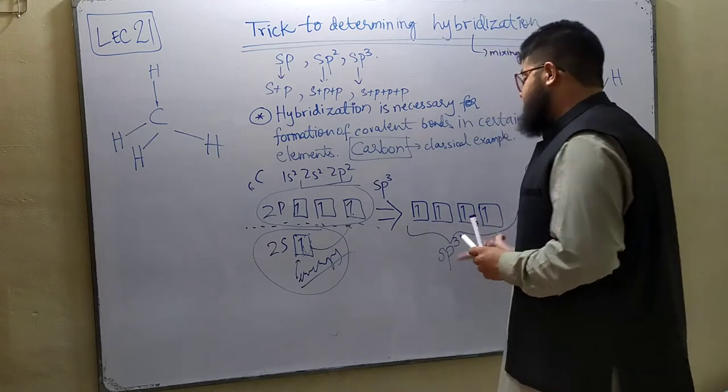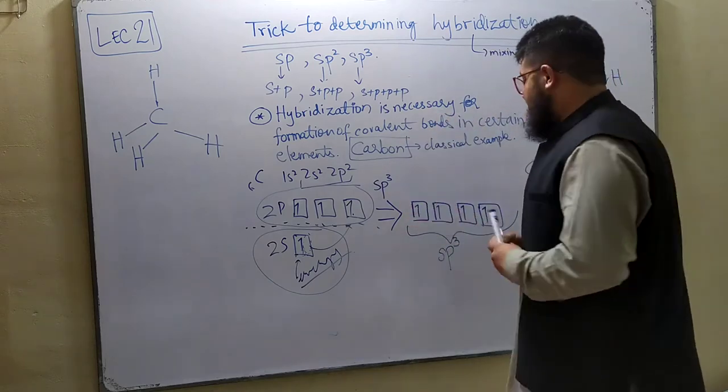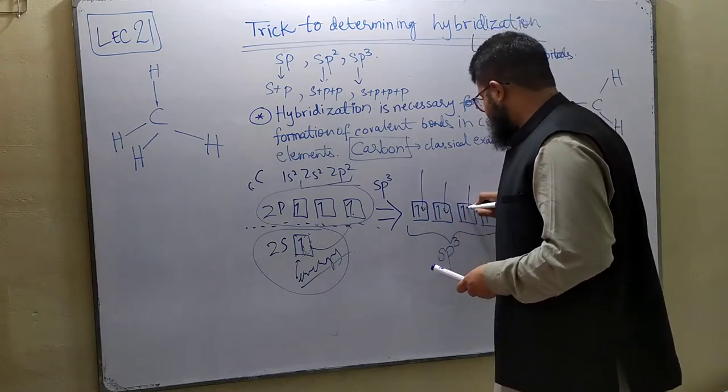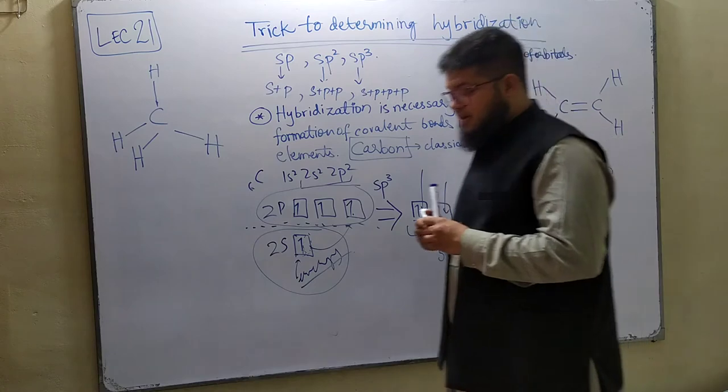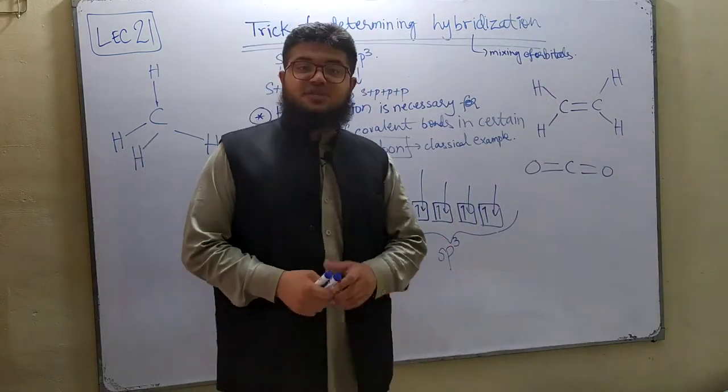If they're half full, this means they can form single covalent bonds with other atoms. One covalent bond can be formed here, here, here and here. So this means that a carbon atom having 4 single covalent bonds will have a hybridization of sp3.